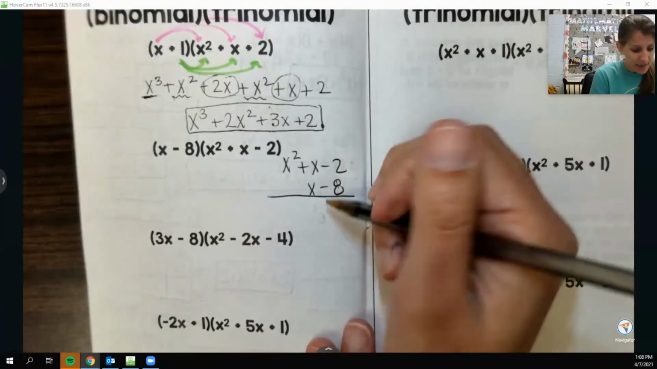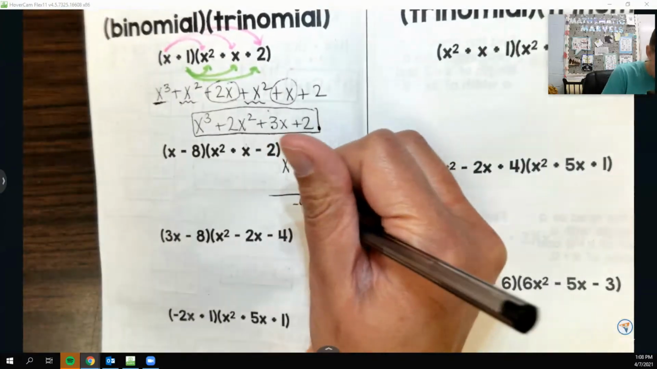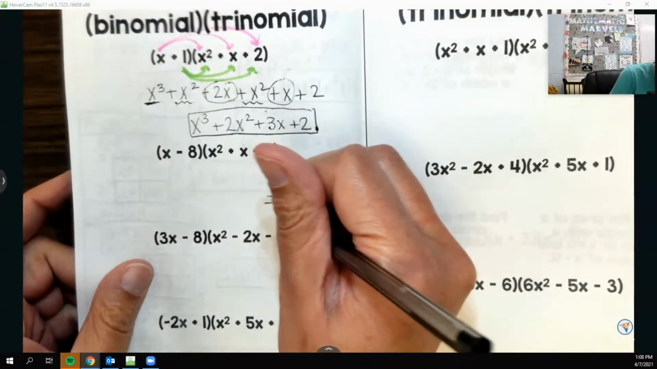So negative 8 times negative 2 is positive 16. Negative 8 times x is negative 8x. And negative 8 times x squared is negative 8x squared.